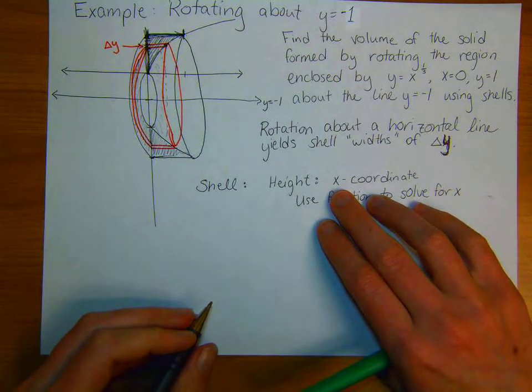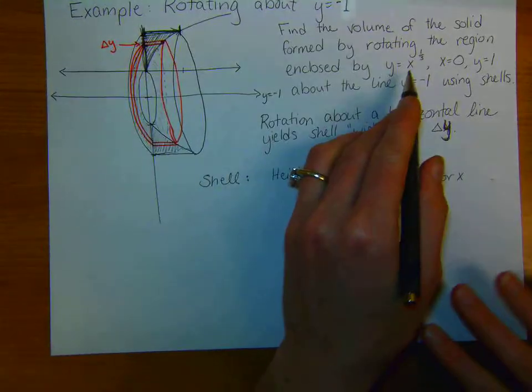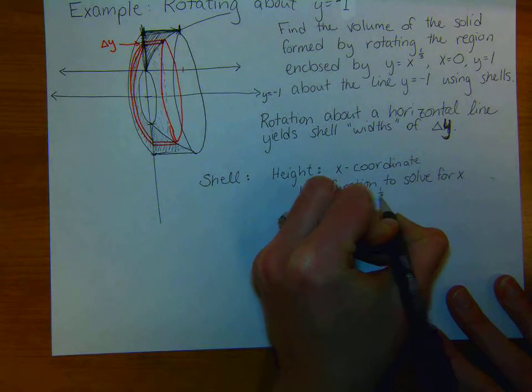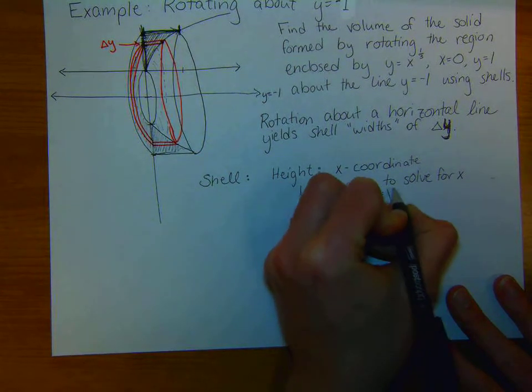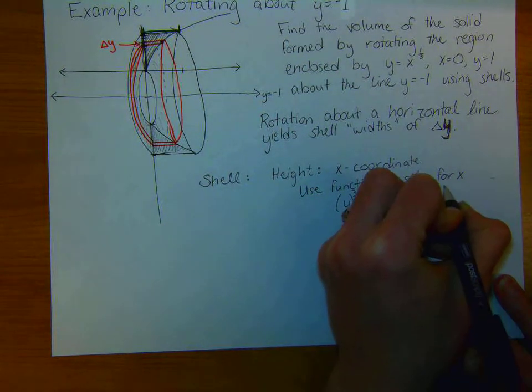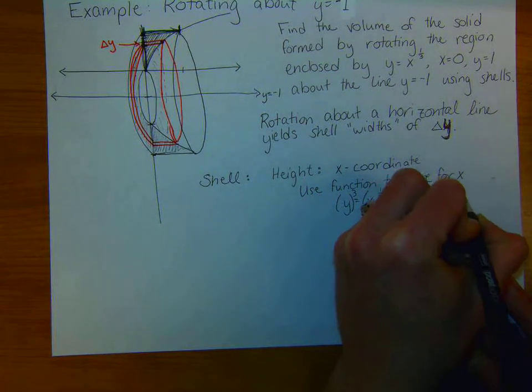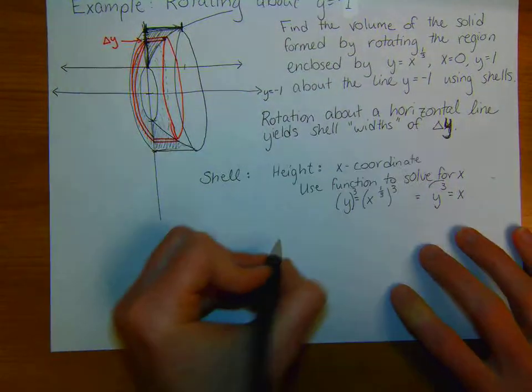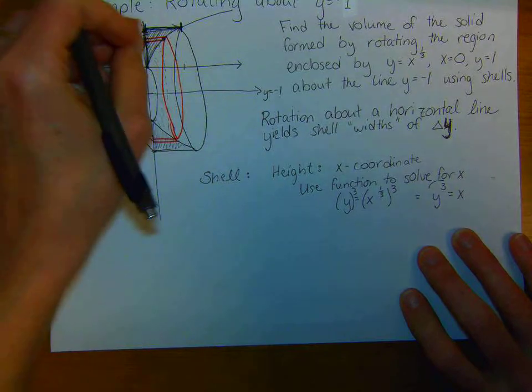Let's go ahead and just rewrite this and solve for x. If y is equal to x to the 1/3, this is something that's easy to do in my head. I can cube both sides. Cubing is a 1-to-1 function, and I'm left with y cubed is equal to x. So my height in this case is y cubed.